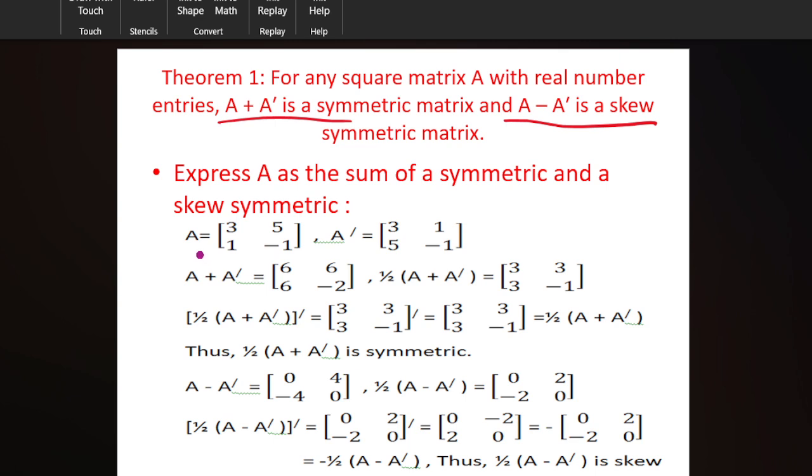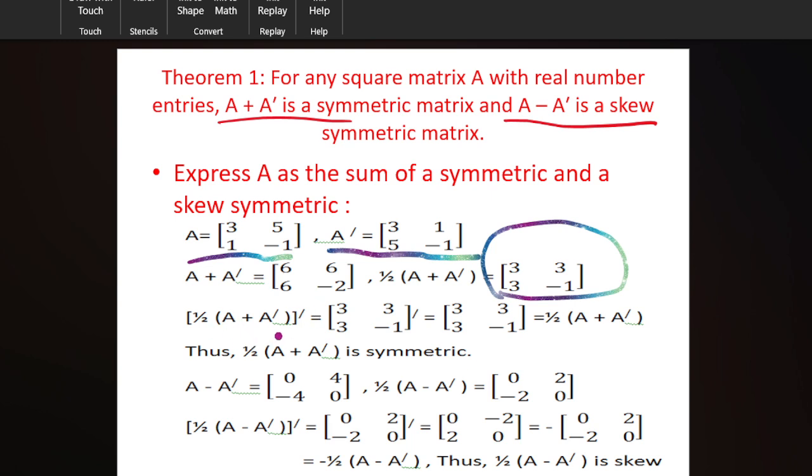Now here we are taking this one, A dash is this one. So A is 3, 5, 1 minus 1, then A dash is 3, 1, 5 minus 1. Now A plus A dash if we find, we'll get 3, 3, 3 minus 1. So obviously it will be symmetric.